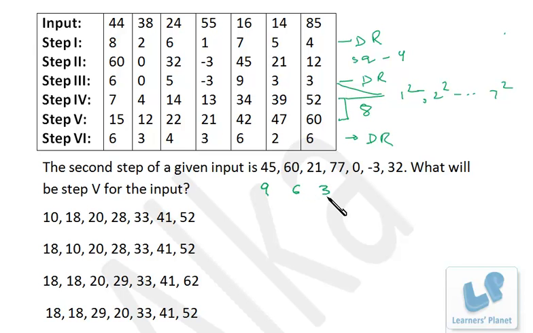Right? So this is the third step. And in the fourth step, what we have to do, we have to add 1 square, 2 square, 3 square. So 1 square, 2 square and 3 square, that's this. Okay, after that further we have to add 8, right? So it's 18, 18 and 20. So 18, 18 and 20, this is option C. Okay.